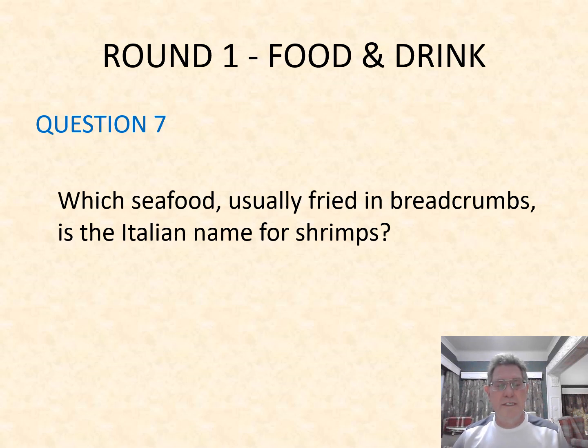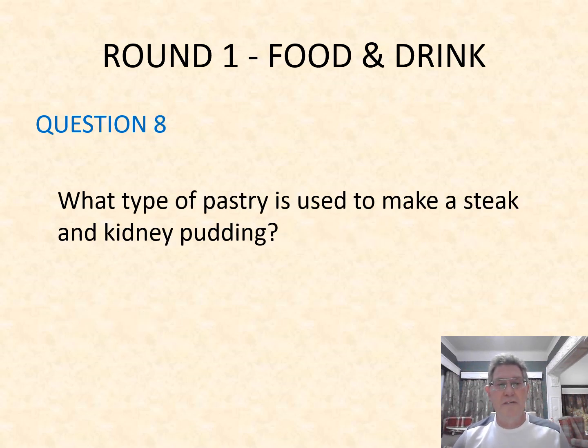Number 7. Which seafood usually fried in breadcrumbs is the Italian name for shrimps? It has to be scampi. I like a bit of scampi. And number 8. What type of pastry is used to make a lovely steak and kidney pudding? It is suet pastry. Suet.